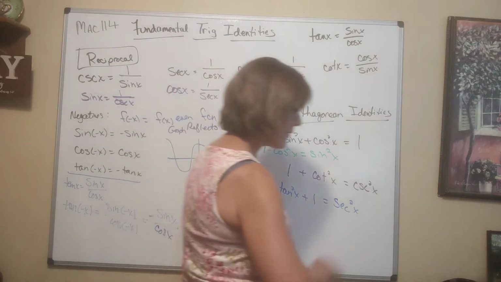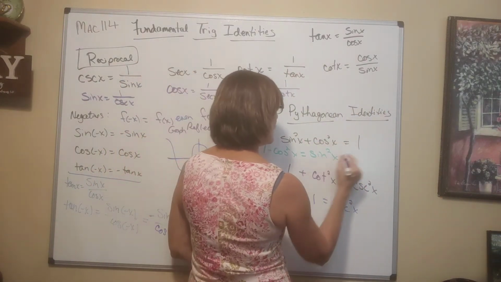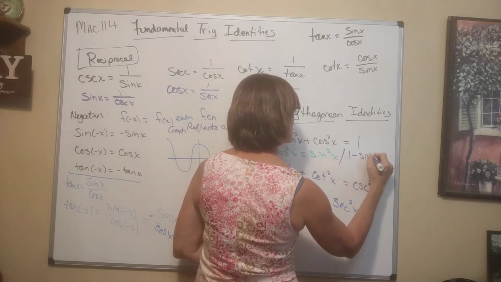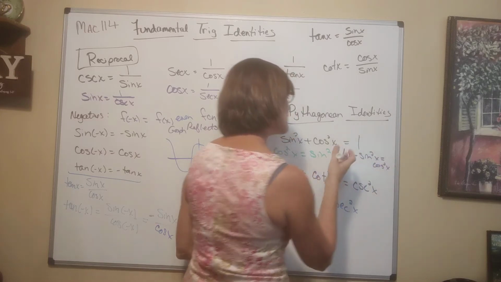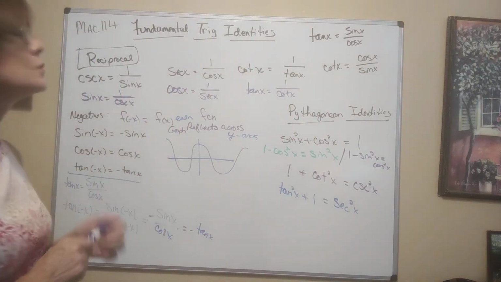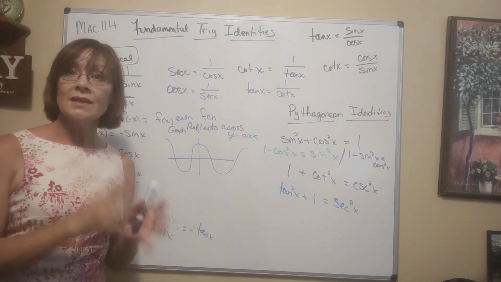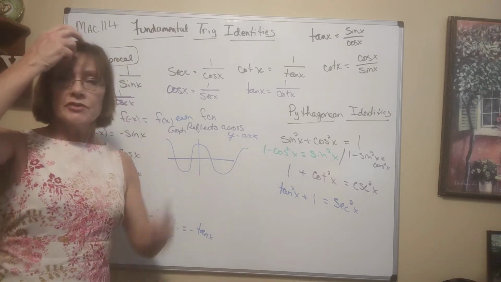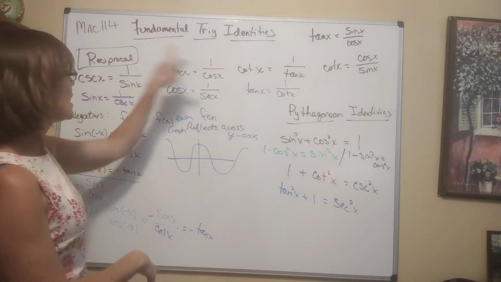Or if we have 1 minus sine squared of x, that is equal to cosine squared of x. These are other identities we might use. So these are the fundamental identities. We will be using these a lot in 4.1 and 4.2. And for the rest of our trig, whenever we use trig, we're going to use these a lot. We already have used a lot of these.